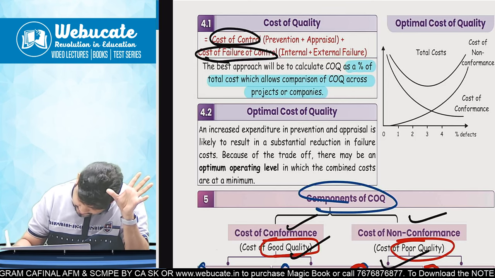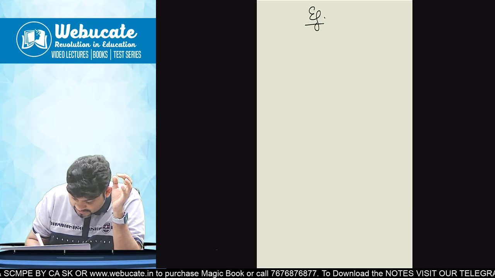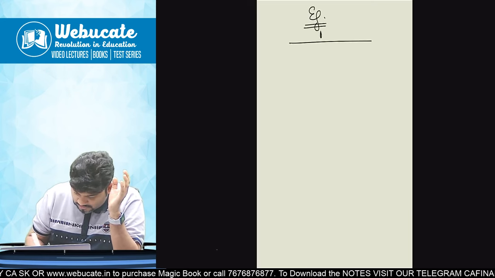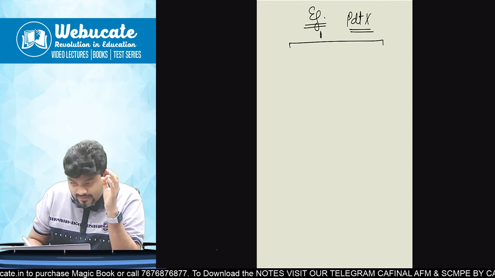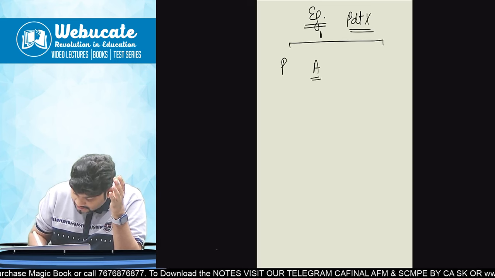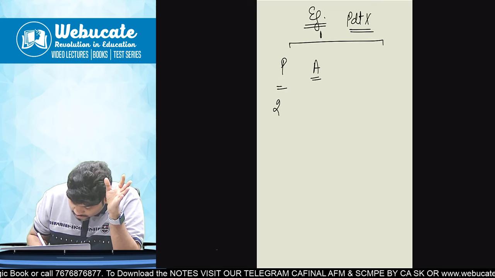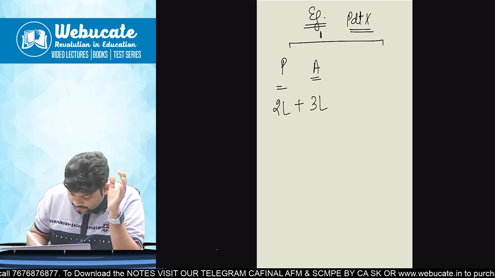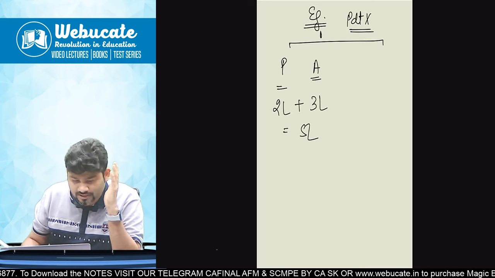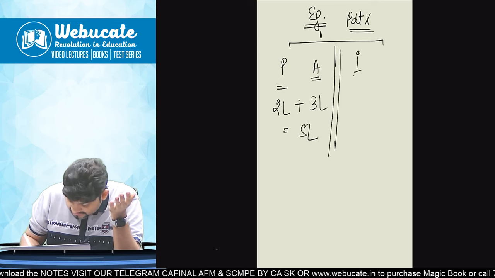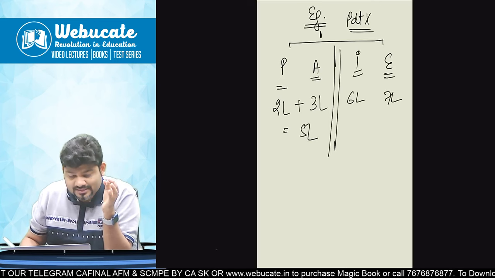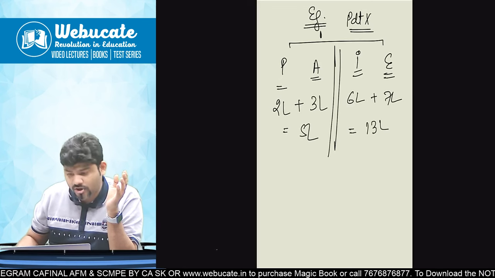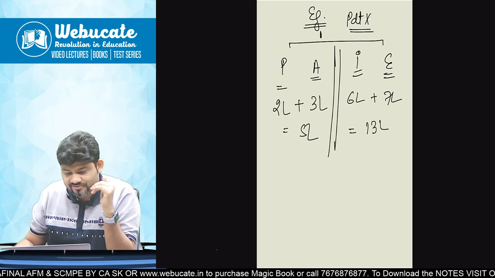I'll give you an example. See. Now, when I'm making a product, let's take an example. If I am making, say, a product X, I will incur prevention cost and appraisal cost on it. Say, I incur 2 lakh rupees of prevention cost and 3 lakh rupees of appraisal cost. So, can I say in all 5 lakh rupees I've incurred, right? In turn, it will result in internal failure and external failure to the tune of 6 lakh and 7 lakh rupees, giving a total failure cost of 13 lakh.